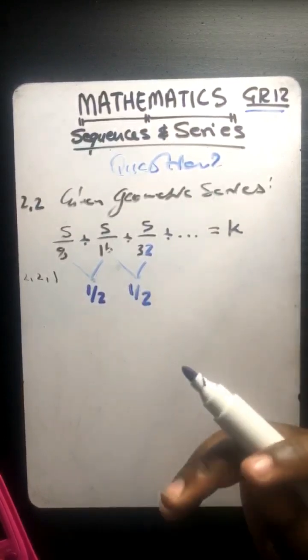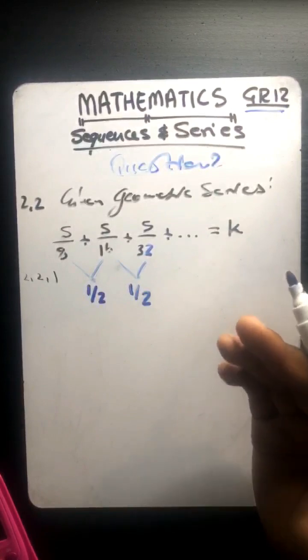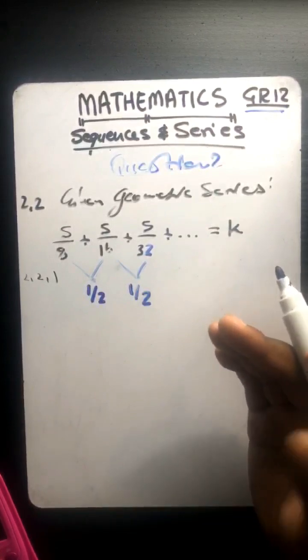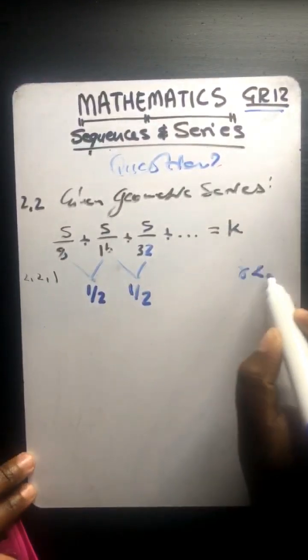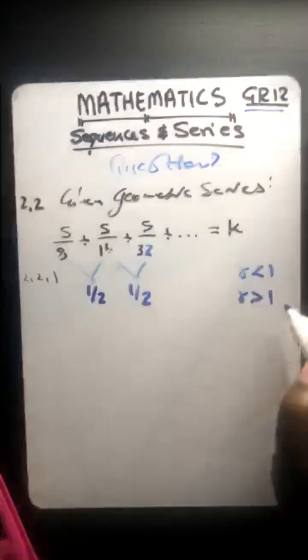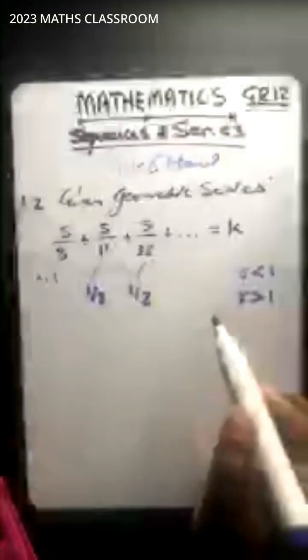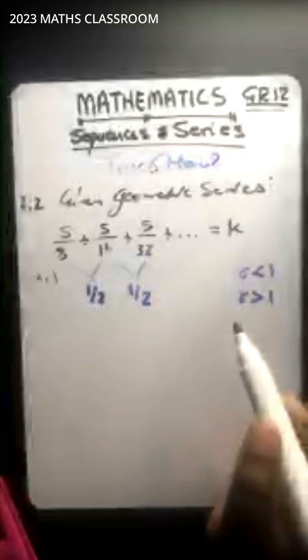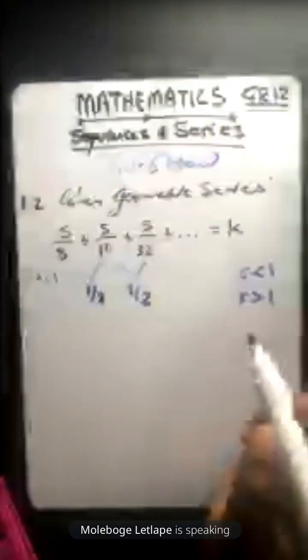So this is the game, Moleboge, of asking yourself which formula you are going to use. You just need to remember how the one looks, which says r is less than 1, and how the one looks which says r is greater than 1. You ask yourself a question, is half greater or less than 1? It's less than 1. Okay, so which formula are you going to use?